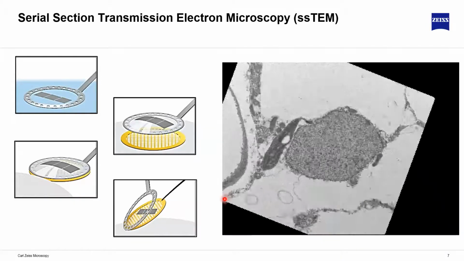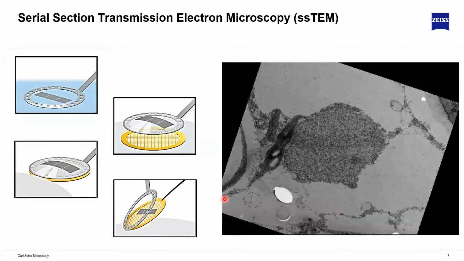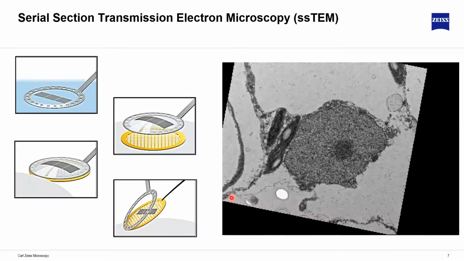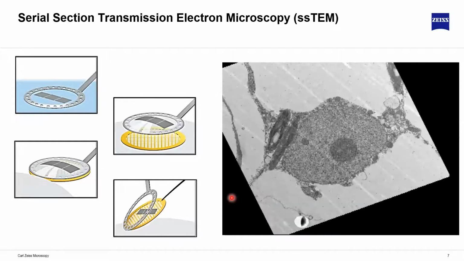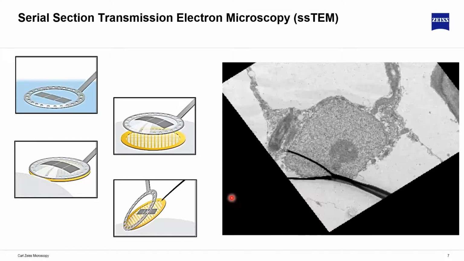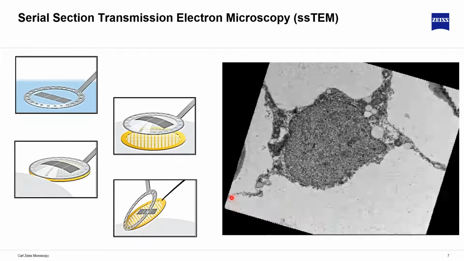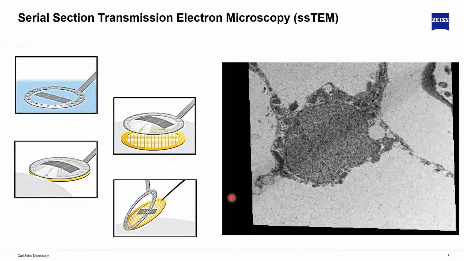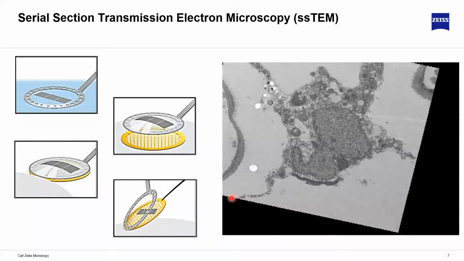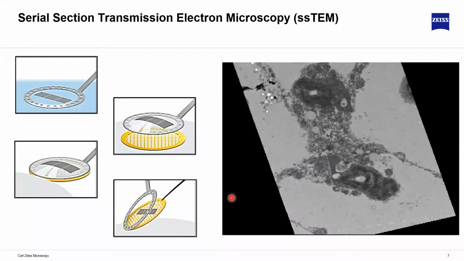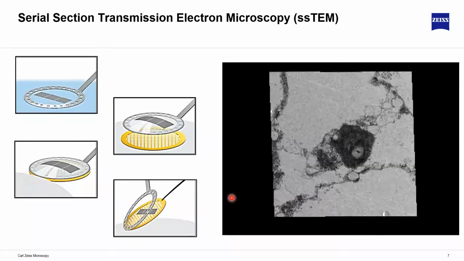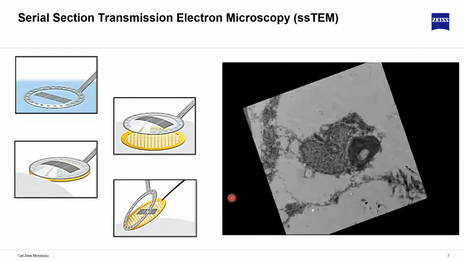The cutting with a knife sometimes creates cutting marks that you see here and there striping through, or some of the sections break. And this also results in loss of data in that ssTEM data set. So when it comes to really larger volumes to comprehensively map neural networks, ssTEM allows you to get there, but I would say in a very cumbersome, difficult way.